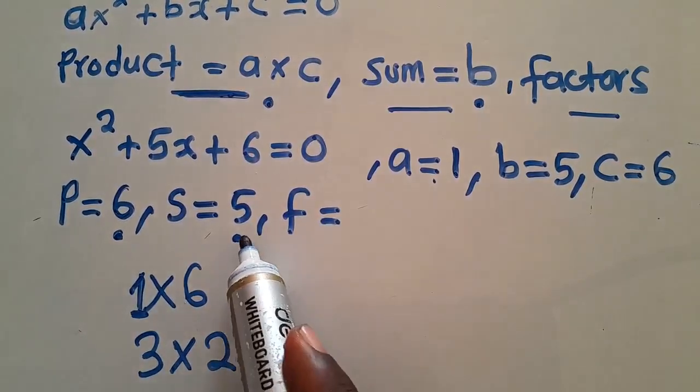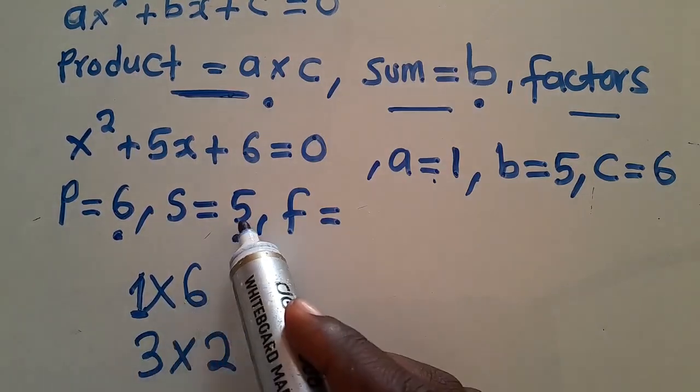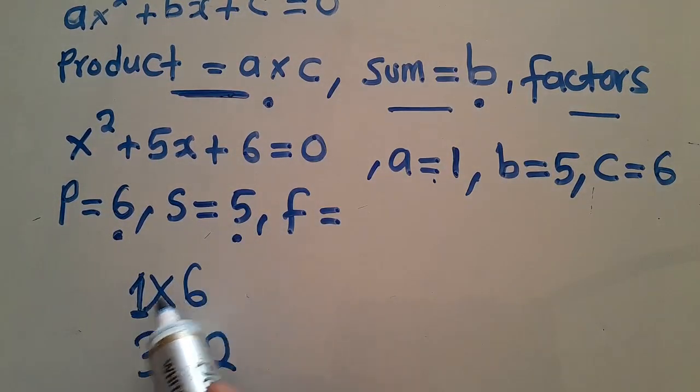Now you look at your sum. Your sum is 5. Is it possible to add these two to get 5? Or is it possible if we subtract?